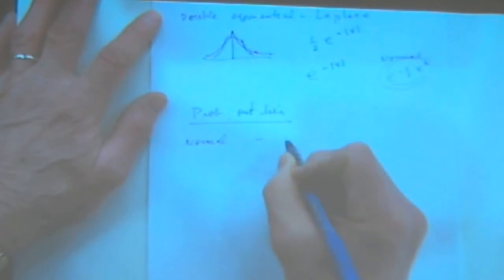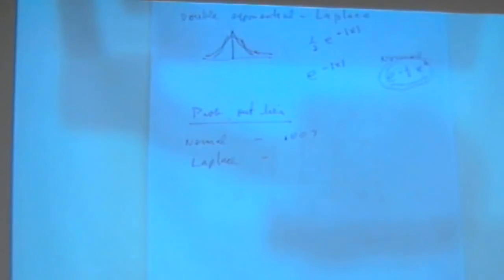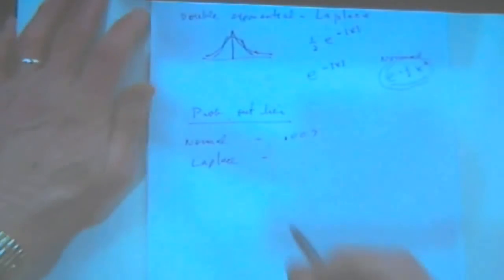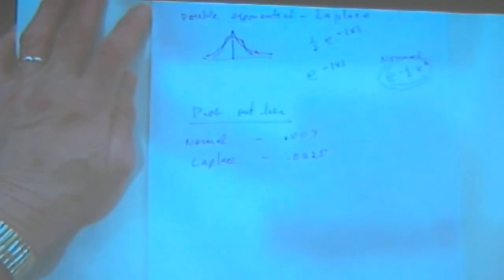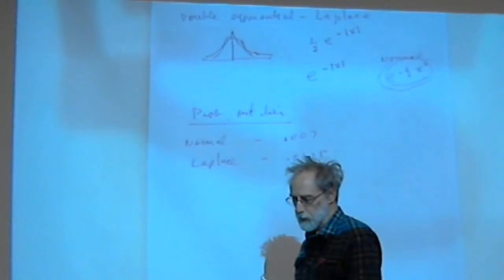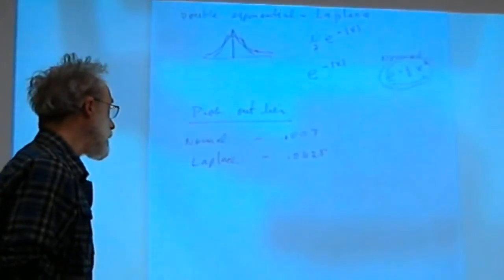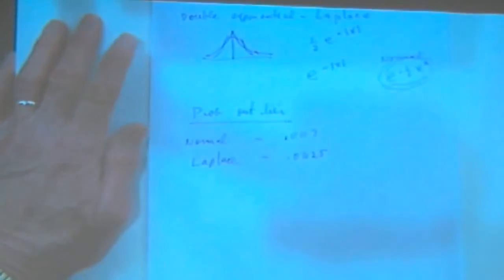For the normal, it's what, 0.007, and for the double exponential, it comes out to 0.06. So in a sample of 100, you'd expect about 6 outliers in the Laplace, whereas for the normal, you'd hardly get somewhere about 1.